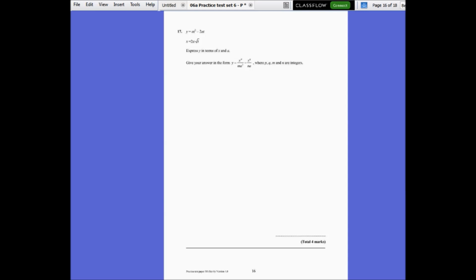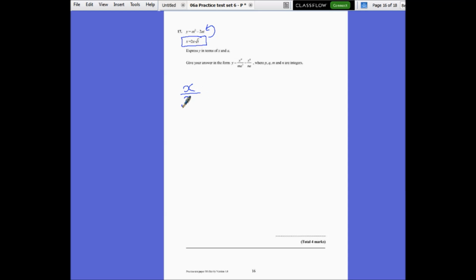Question 17. y equals AT squared minus 2AT and x equals 2A square root T. Express y in terms of x and A. Well, this looks much more complicated than it actually is. All we need to do is rearrange this formula here to be T equals and then drop it into this formula so that we've got no T's in it. So the way we do that is T is being square rooted and then multiplied by 2A.